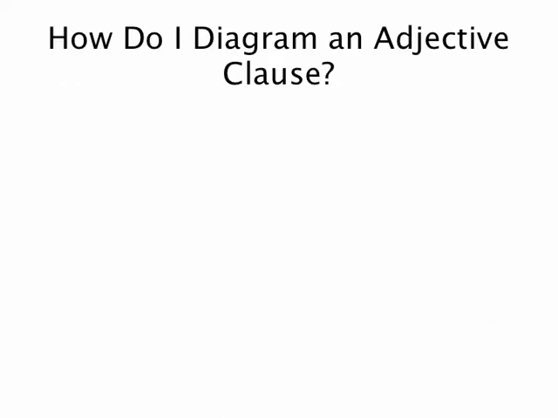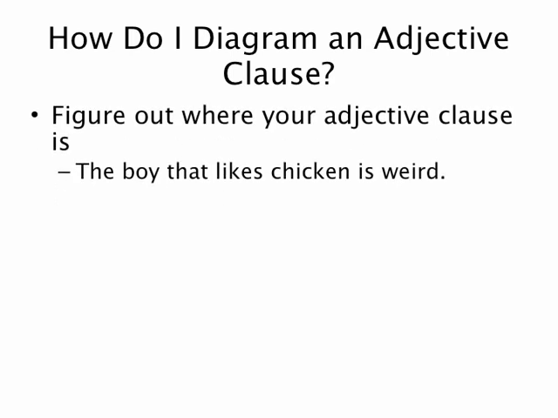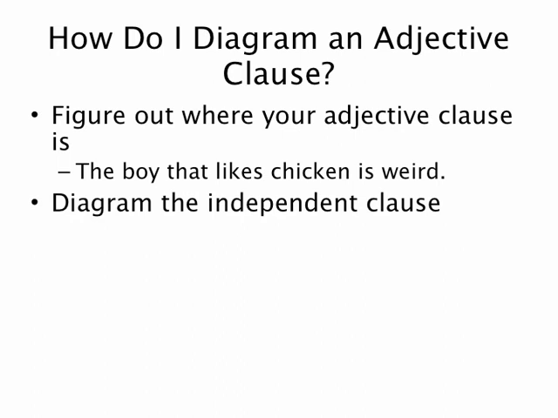Okay, so the question is, how do I diagram an adjective clause? First of all, you obviously have to figure out where the adjective clause is, and in this sentence, "the boy that likes chicken is weird," "that likes chicken" is the adjective clause.